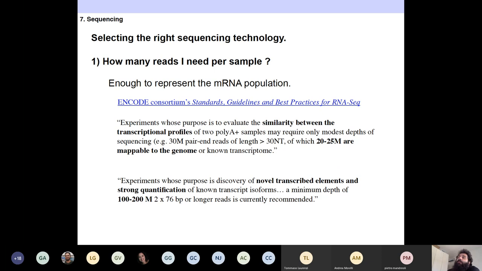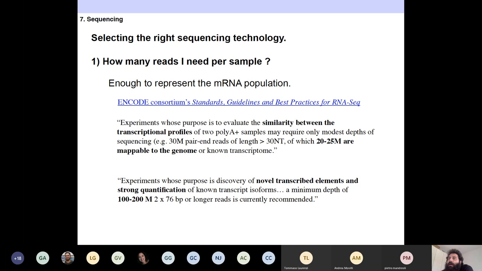For the sequencing, first question, how many reads do I need per sample? There have been several studies. The short answer is between 20 and 25 million. If you are working with a diploid genome, or if you are working with a polyploid, you need to multiply that for your ploidy level. So if you are working with a polyploid, you need between 40 and 50 million clean reads, okay? Beyond that, you more or less have saturated the low expression transcripts. So that is a good number.